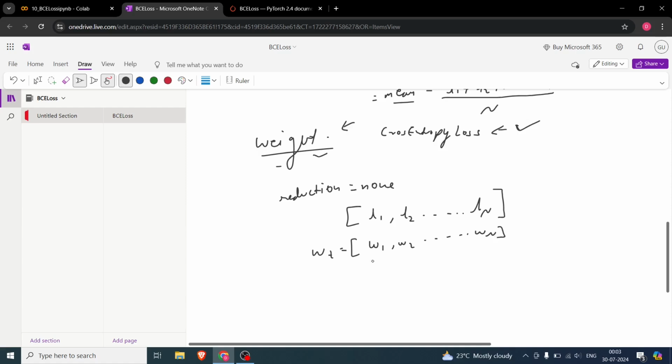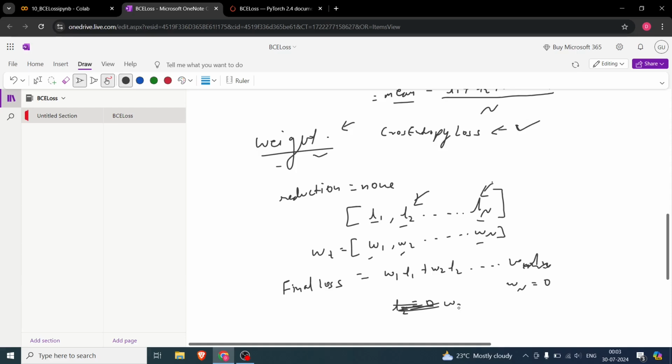So the vector of weights is w1, w2 up to wn. What is going to be the final loss? The final loss will be this multiplied by this, plus this multiplied by this, plus this multiplied by this. So it will be w1 L1 plus w2 L2 up to wn Ln. Let's say you want to zero the effect of the last loss; you can say W capital N equal to 0. If you want to zero the loss of L2, you can say, sorry, not L2 equal to 0, you can say W2 equal to 0.